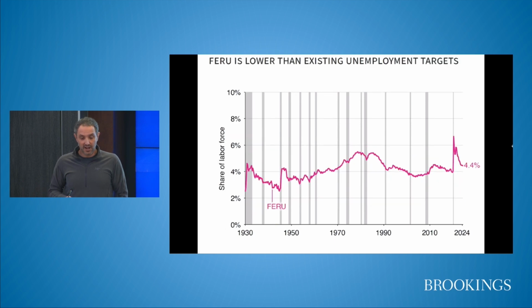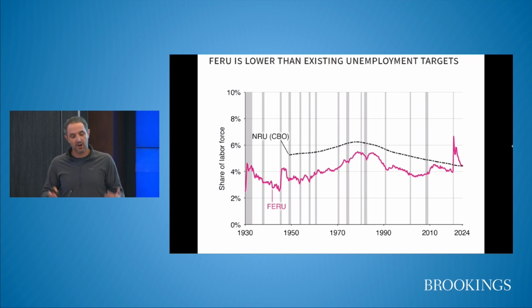All right, so now what I want to show you quickly is how our measure of full employment differs from measures that the Fed often uses. And there are two such measures. So one is, of course, the natural rate of unemployment that the CBO produces. And you can see our FERU is usually below the natural rate of unemployment. Actually, it turns out that they coincide right now. They're exactly at the same level, but that's just a coincidence.